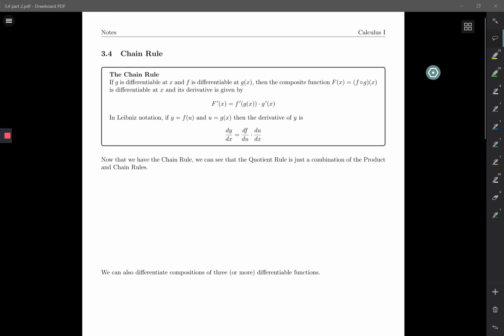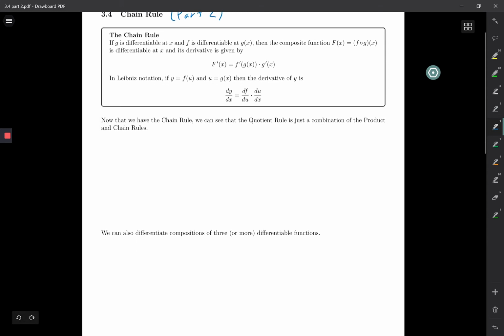Okay, so we are just wrapping up some stuff from this section on the chain rule. This is part 2 of section 3.4. I've copied down the chain rule so you can reference it. It's right here. If you're not taking notes on the PDF, then you probably don't need to copy this whole thing down because you have it in your other notes.